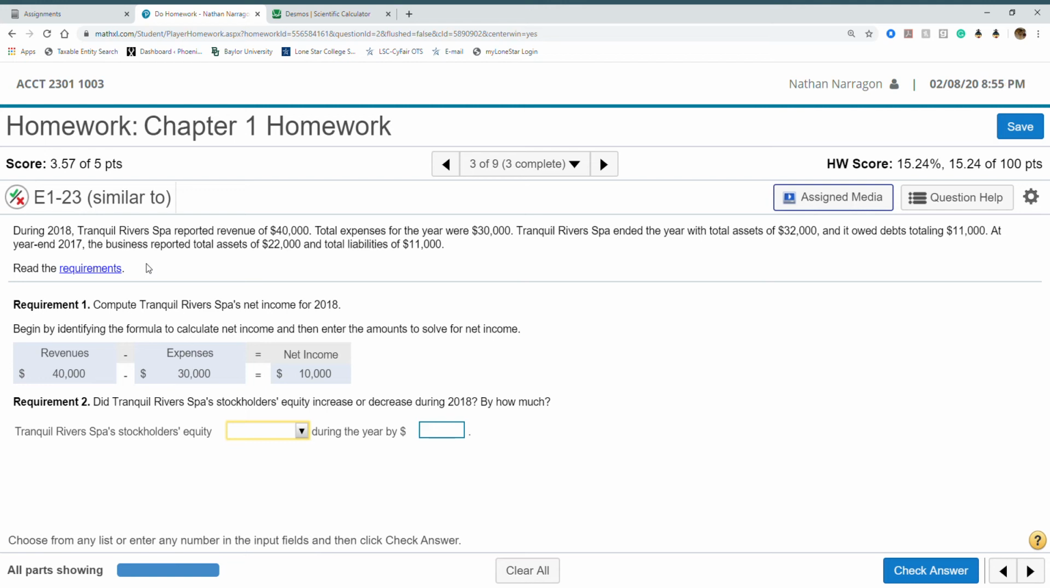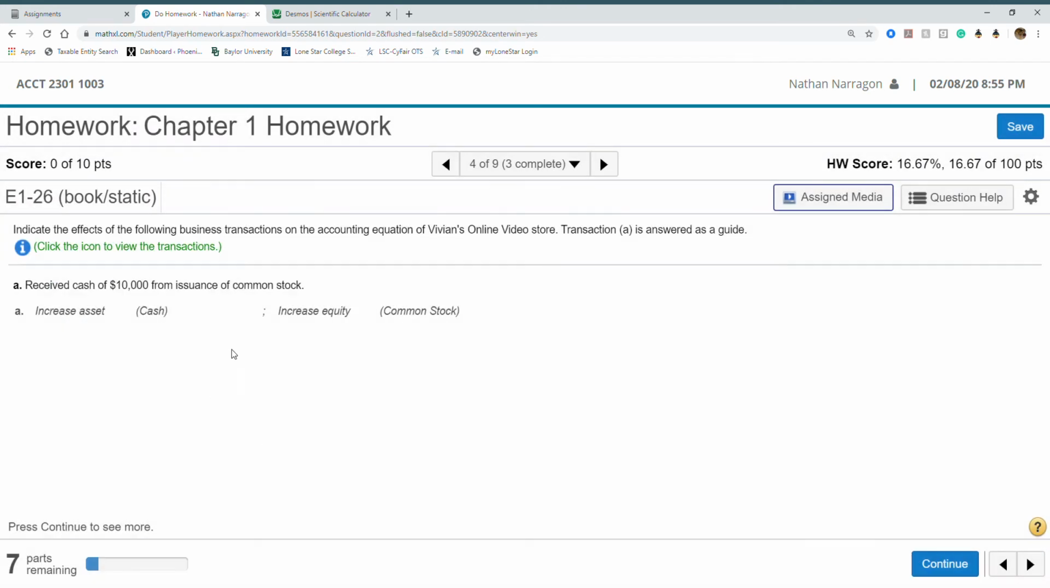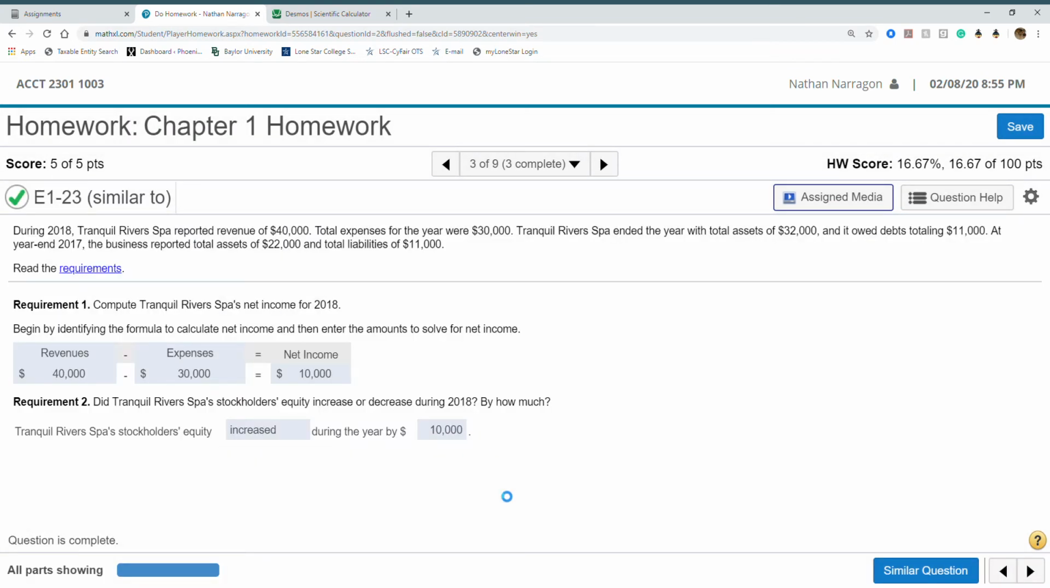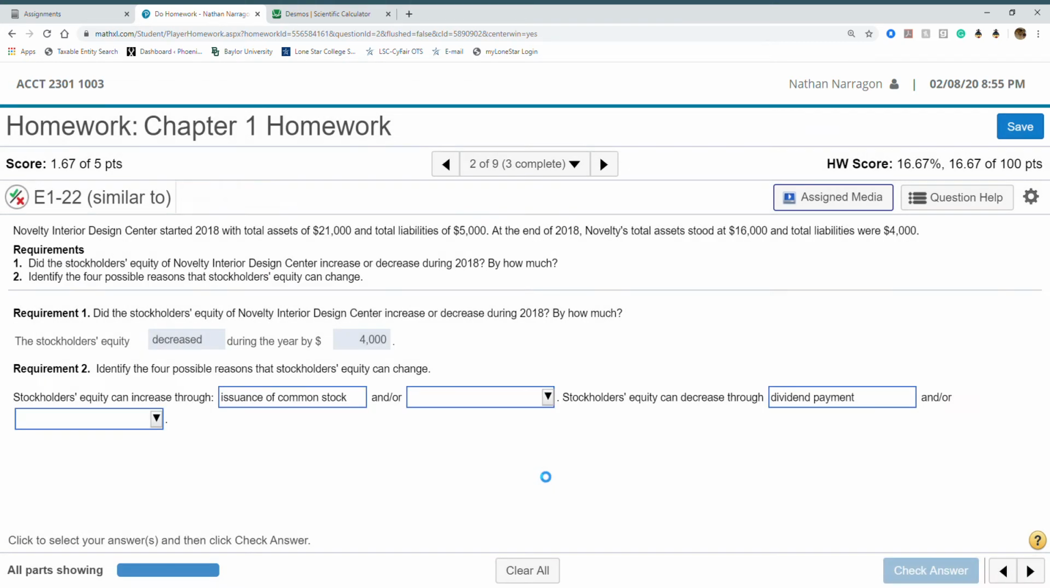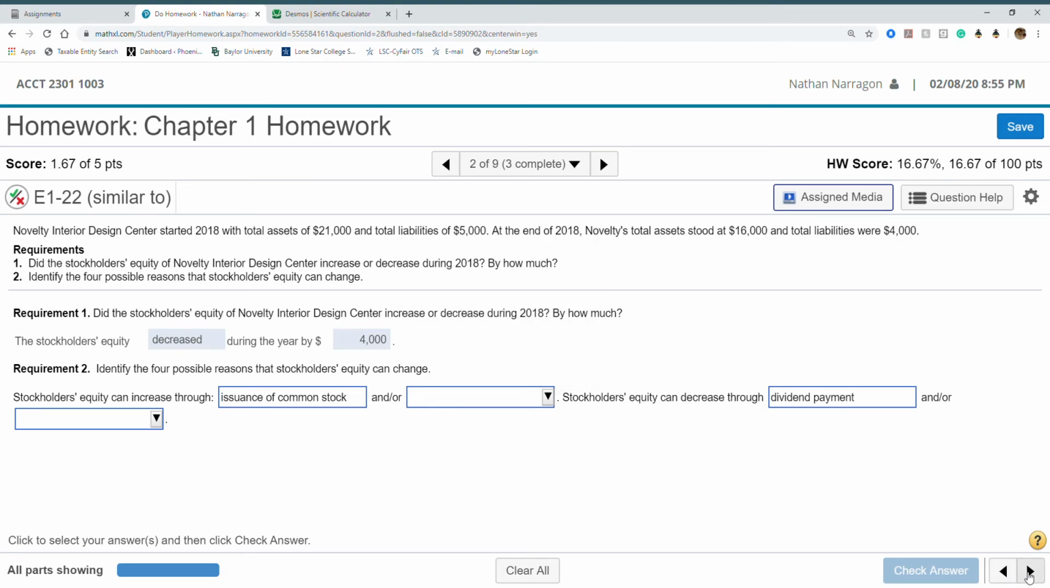This wording's kind of weird. Either way, I think it's actually going to be increase. Yep. Increased because we had net income. Go back. And there we go. Oh, look, there it goes. It lets me go ahead and put it in. It's not bad.